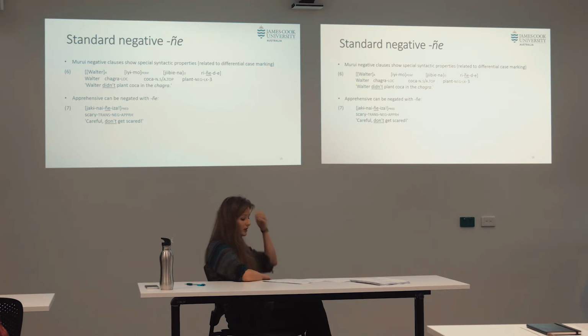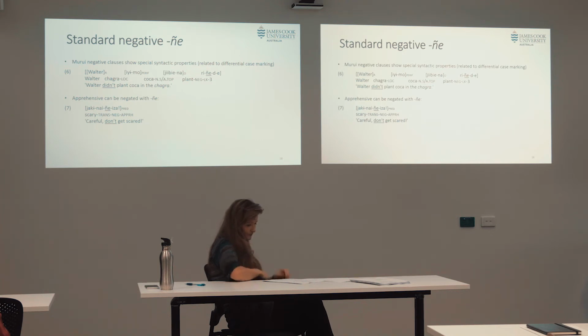So Murui negative clauses show special syntactic properties. So while in positive declarative sentences, non-subject arguments are optionally marked with na, because of differential object marking, in their negative counterparts, na is frequently present. So I give you an example here of that marking of the object, Walter idzie mohibije na riniede. Walter didn't plant coca in the chagra, and coca is marked by na.